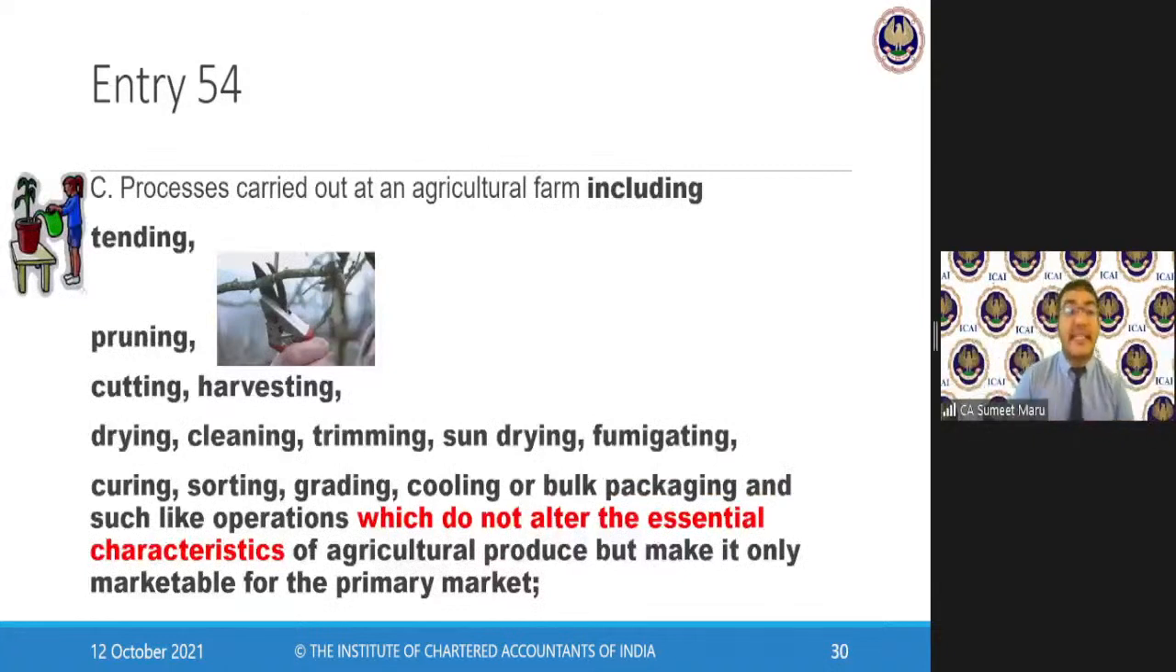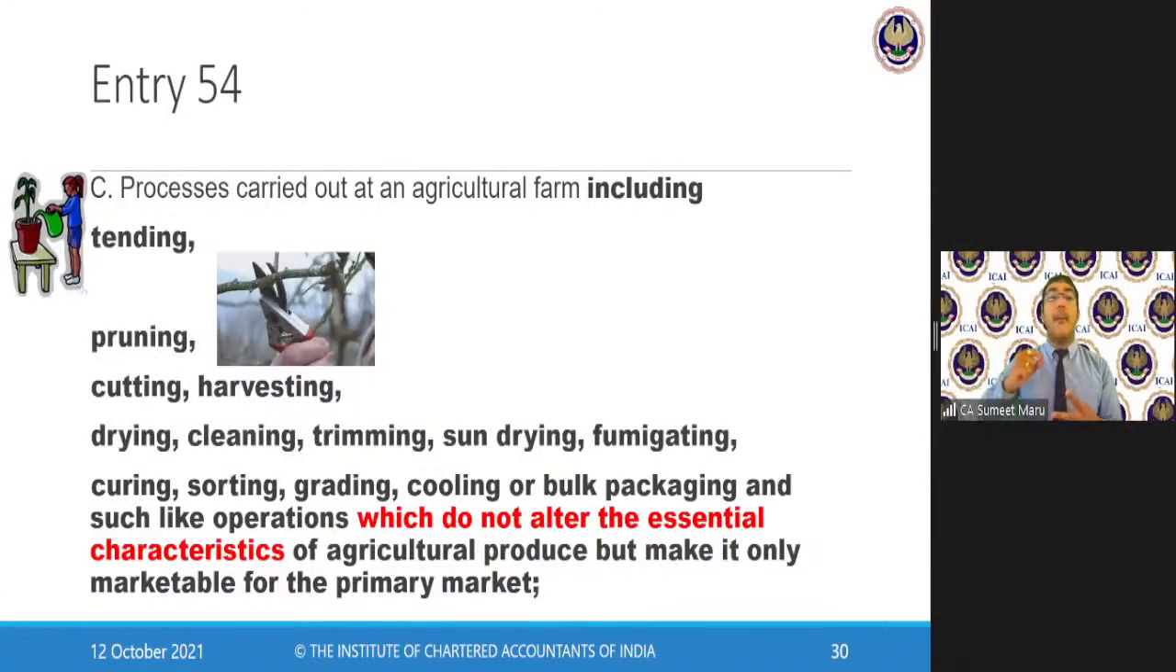Next part. C. Processing carried out on an agriculture farm. In relation to cultivation and rearing of animals except horses, there are certain procedures which are carried out on the farm itself, please remember this, on the farm itself, including tending. I have put in images where there are certain things you may not know. Tending means you are making the soil correct, so that fresh air goes to the roots.